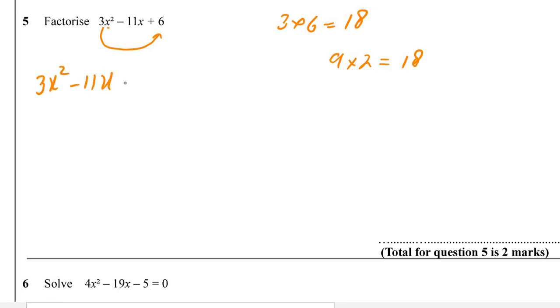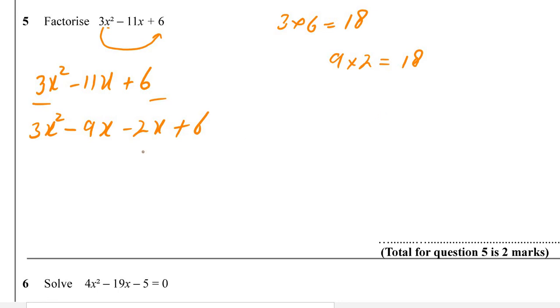minus 11x plus 6. The first one and the last one are not going to be changed, as I said before. Now I'm going to write in 9 and 2. You can write in any order, so you can write first 2 or first 9, doesn't matter. So I'm going to write minus 9x and minus 2x and plus 6.